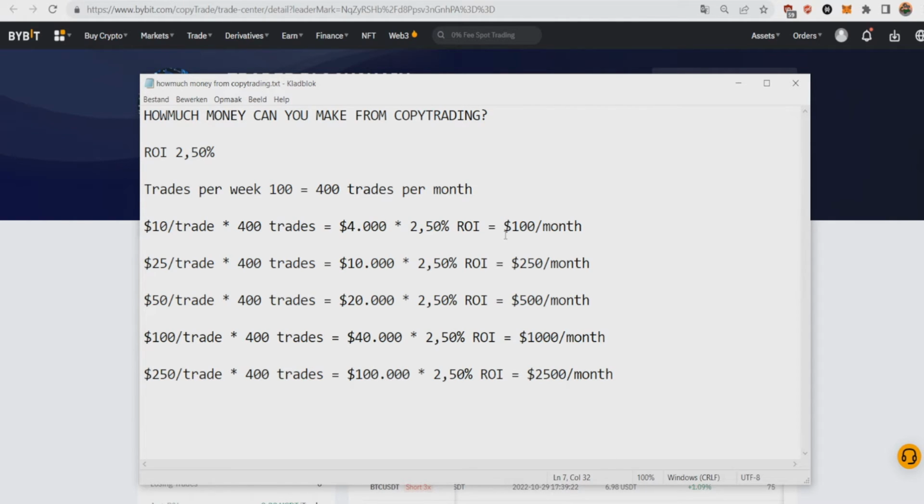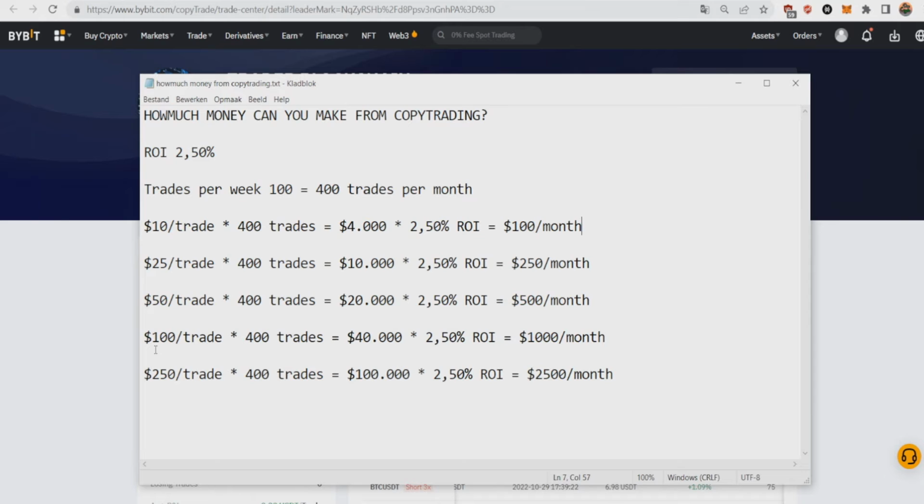2.5% of $4,000 is already $100 a month. $25 a trade is $10,000, which is $250 a month. $50 a trade is $20,000, and 2.5% is $500 per month. You see, guys, you don't have to invest big amounts to make so much money. How much dollars you will need to have $10 or $25 or $50 a trade, I will explain to you in the next part of this video.